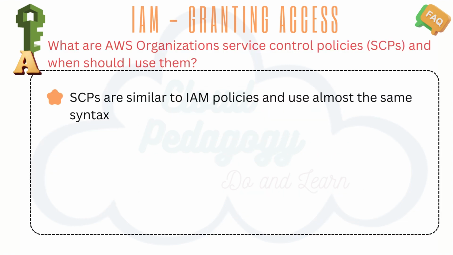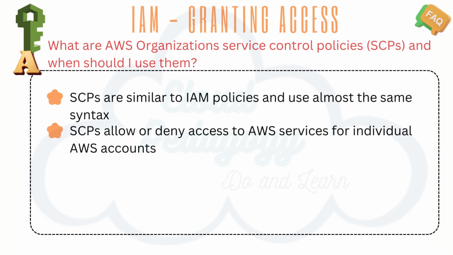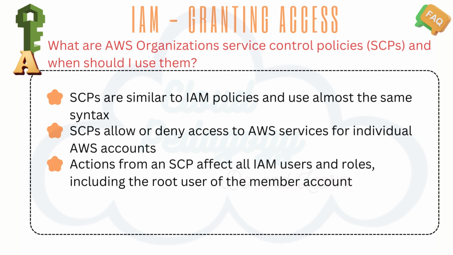SCPs are similar to IAM policies and use almost the same syntax. However, SCPs don't grant permissions. Instead, SCPs allow or deny access to AWS services for individual AWS accounts within organization member accounts or for groups of accounts within an organizational unit. The specified actions from an SCP affect all IAM users and roles, including the root user of that member account.